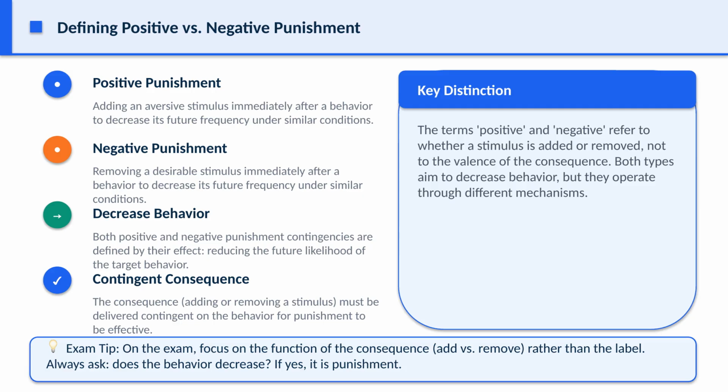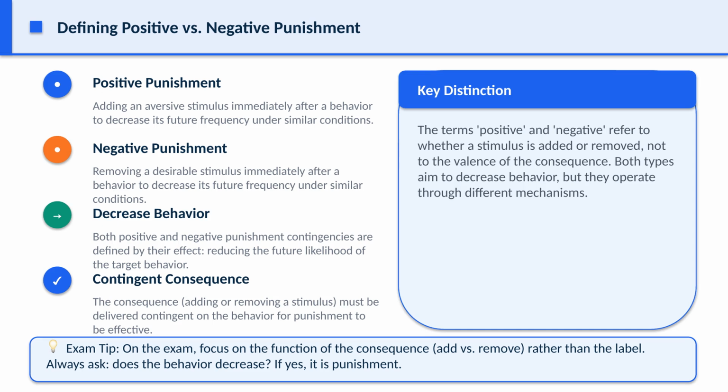Let's clarify the distinction between positive and negative punishment, because the BCBA exam will test whether you can identify each based on the operation, not the label. Positive punishment involves adding an aversive stimulus immediately after a behavior to decrease its future frequency. For example, a sharp reprimand after a child yells. Negative punishment involves removing a desirable stimulus immediately after a behavior to decrease its future frequency, such as taking away screen time after a rule violation.